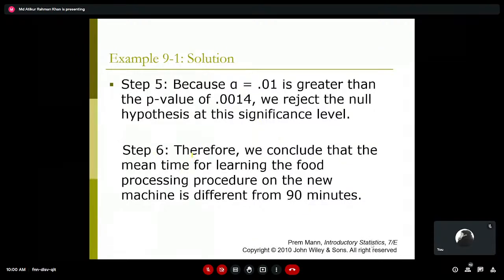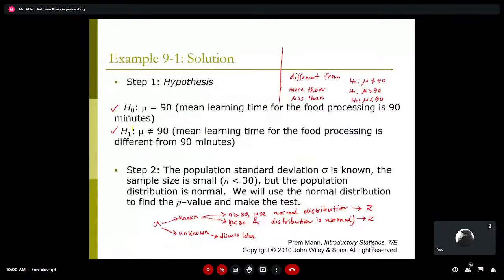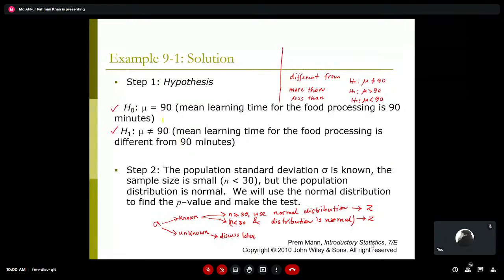Then step 6, we write the conclusion. How to write the conclusion? We have rejected the null hypothesis, so we have two hypotheses, null and alternative. If you have rejected the null, then what is remaining? The alternative. Now write something in favor of your alternative. So this means we may conclude that the mean learning time for the food processing is different from 90 minutes. You can write in your own words, that's okay. But the key phrase should be something like that, because you are rejecting the null and you have this to make the decision.